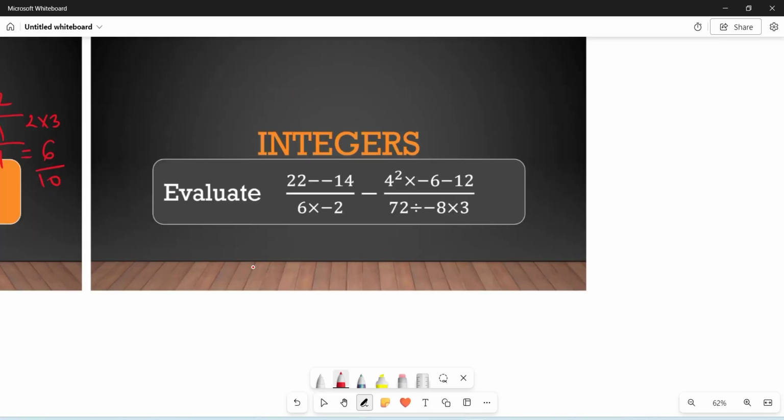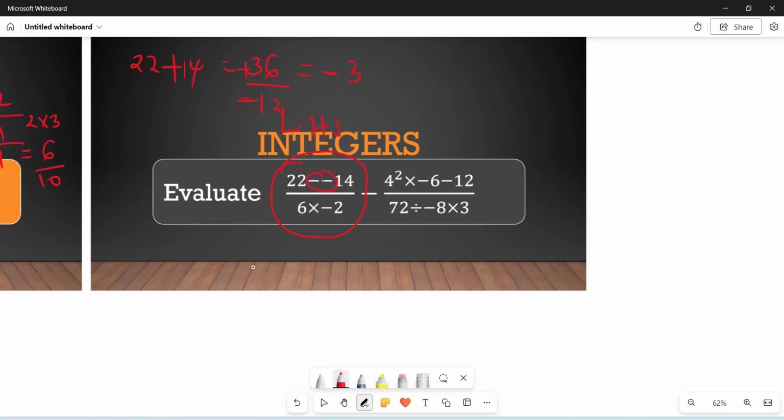For the final question, again we need to solve this part and then this part. Let's remember a negative followed by a negative. When solving, we need to follow BODMAS also. In the numerator of the first part, a negative followed by a negative is just positive, so we have 22 plus 14, which is 36. Then 6 times negative 2 is negative 12. So what is 36 divided by negative 12? A positive divided by a negative is negative, thus 36 divided by 12 is 3, so we get negative 3. This is the left hand side.